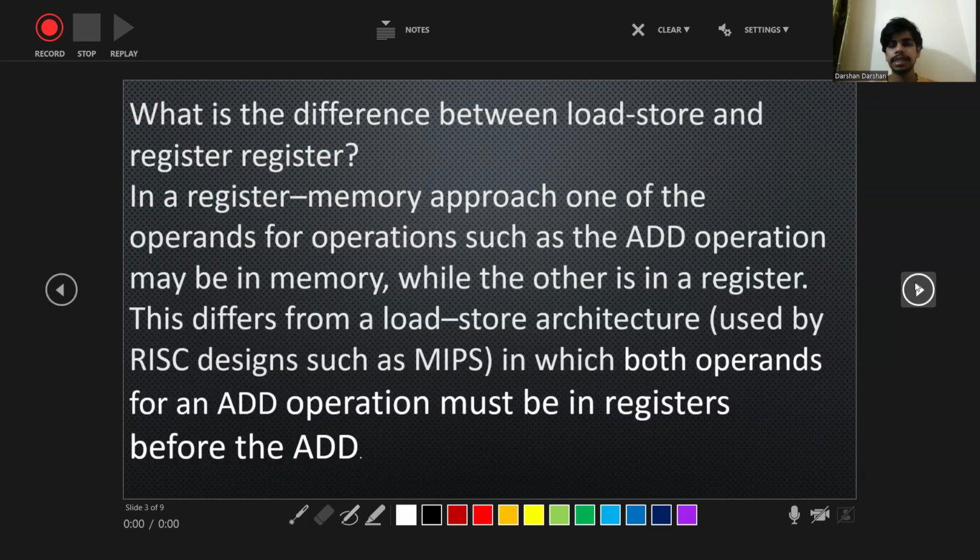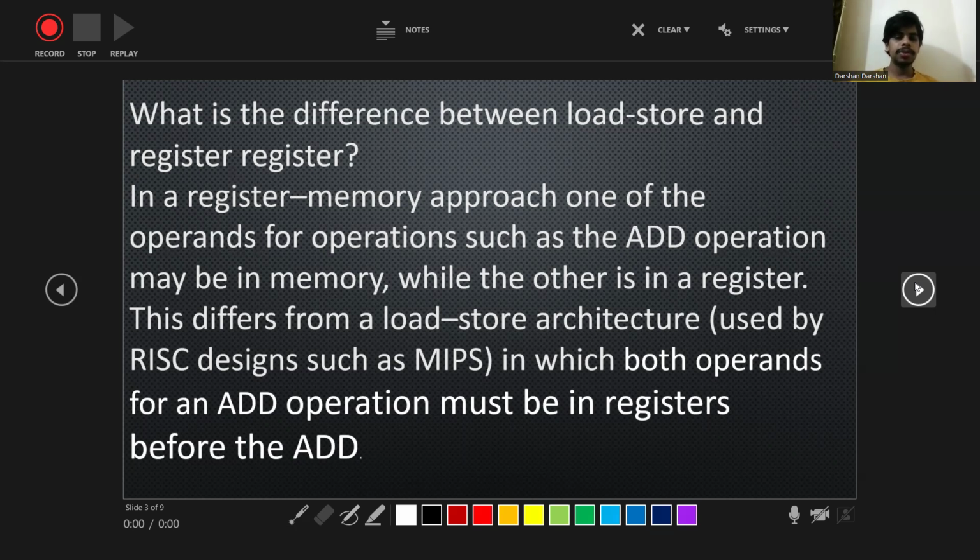So now let's see what is the difference between load store and register. In a register-memory approach, one of the operands for operations such as the add operation may be in memory, while the other is in a register. This differs from a load store architecture used by RISC designs such as MIPS, in which both operands for an add operation must be in registers before the add.